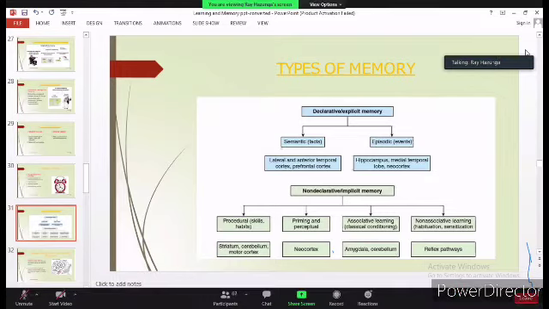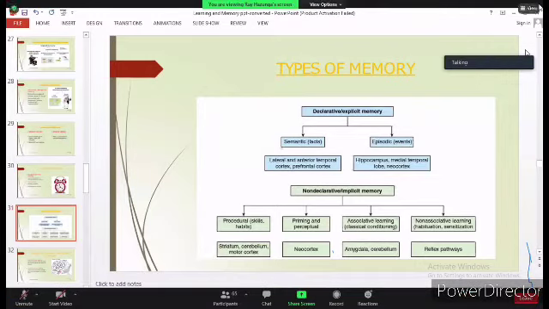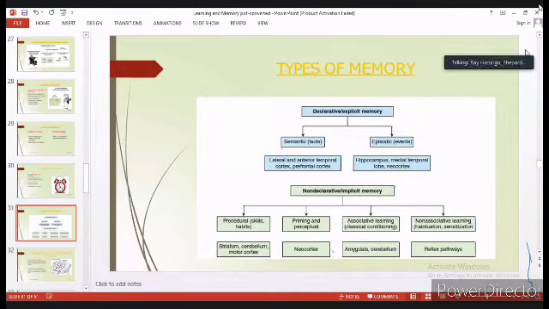Okay, and then down there we have the implicit memory, otherwise called the non-declarative memory. And then we have the different parts that we've discussed there, and the related brain parts that are involved, like the amygdala, the neocortex, the striatum, the cerebellum, the motor cortex. Is it too much to ask you guys to name where each of these is found, or it's something you can do? Too much.